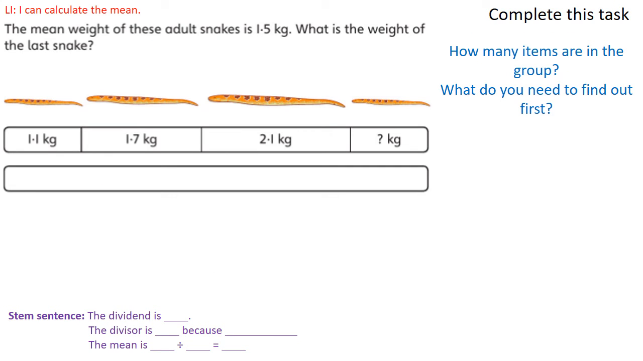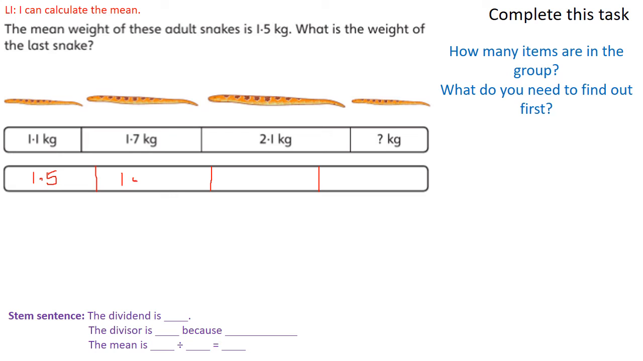So we've got more snakes in this one. The mean weight of the adult snakes is 1.5 kilograms. What is the weight of the last snake? How many snakes do we have? We've got 4, haven't we? So I'm going to split this bottom bar into 4. What am I going to write in each part? I'm going to write 1.5.